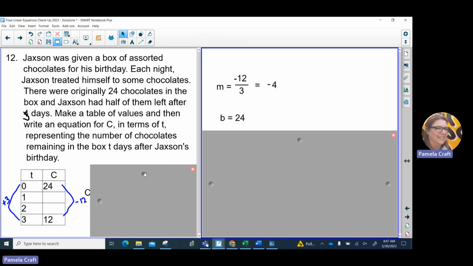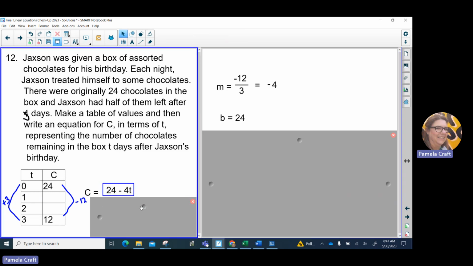That's where I started. And so my equation would be C equals 24, the number that they started with, minus 4 candies each day, so minus 4t. And then you could plug in your other two numbers, you would get to 20 and 16 for the other two numbers if we subtracted 4 each time.